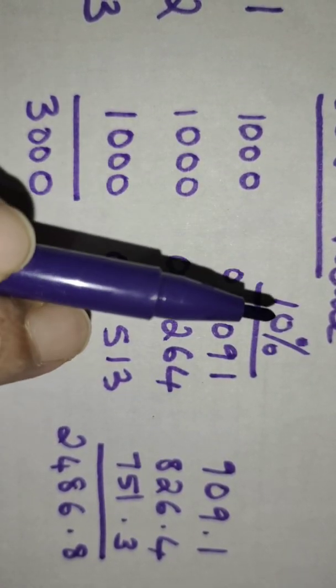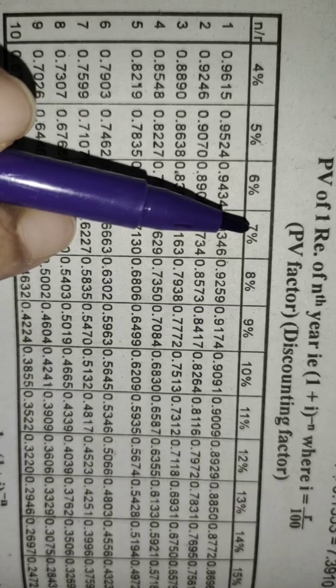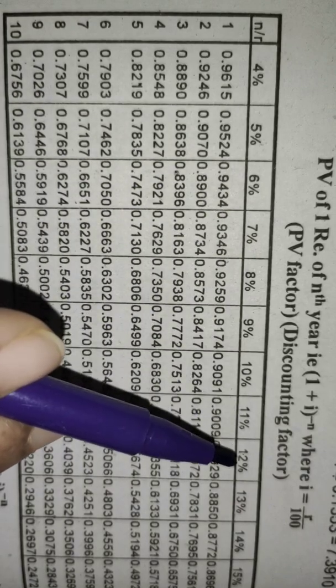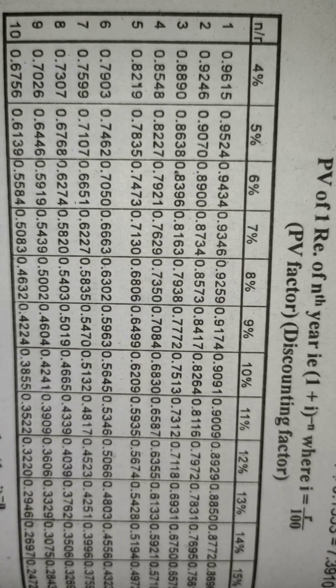This percentage may differ. In this example, we have taken 10%. Instead of that, it can be 4%, 5%, 6, 7, 8, 9, 10, 11, 12 or any percentages. We can choose for diminishing the value of that rupee. It is not compulsory that the rupee diminishes by 10%. According to the situation in the economy, the diminishing rate may differ. So that is how we calculate the present value of cash flows using the present value factor table.